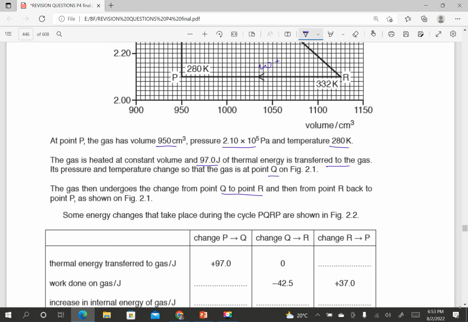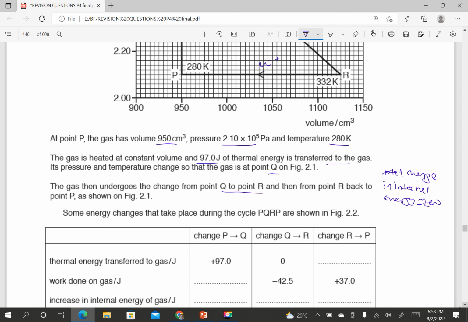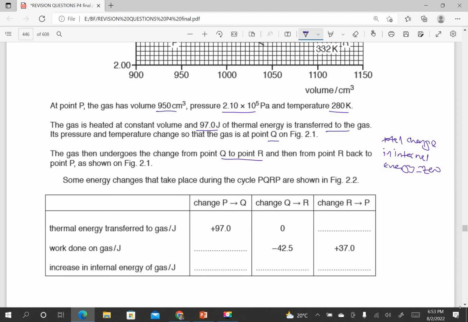Note that therefore the total change in internal energy is 0. Total change in internal energy equals 0 because we are going back to the starting point in one complete cycle. Some energy changes that take place during the cycle are shown in the figure.